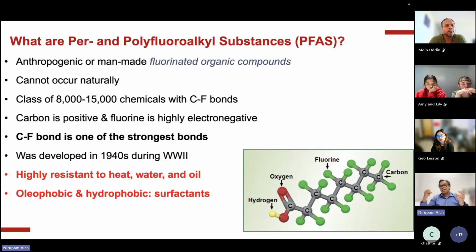So what it does, it pulls electrons in a bond towards itself, so it becomes very negative. On the other hand, carbon is positive. So when carbon and fluorine are bonded together, they make one of the strongest bonds possible in synthetic chemistry. Okay, which was really good for several reasons, because it was one of the strongest bonds, so it can resist heat. So even at 1000 degrees Celsius, you cannot break these bonds.